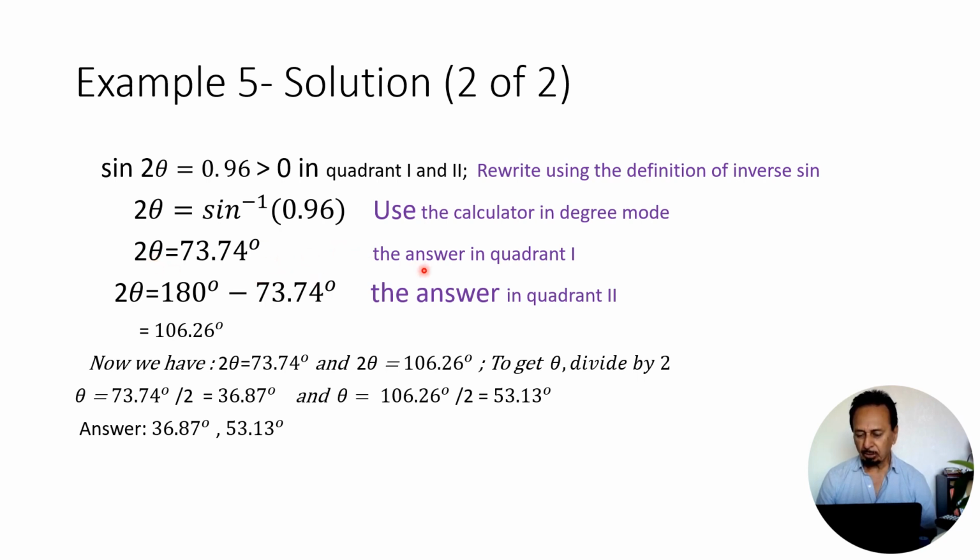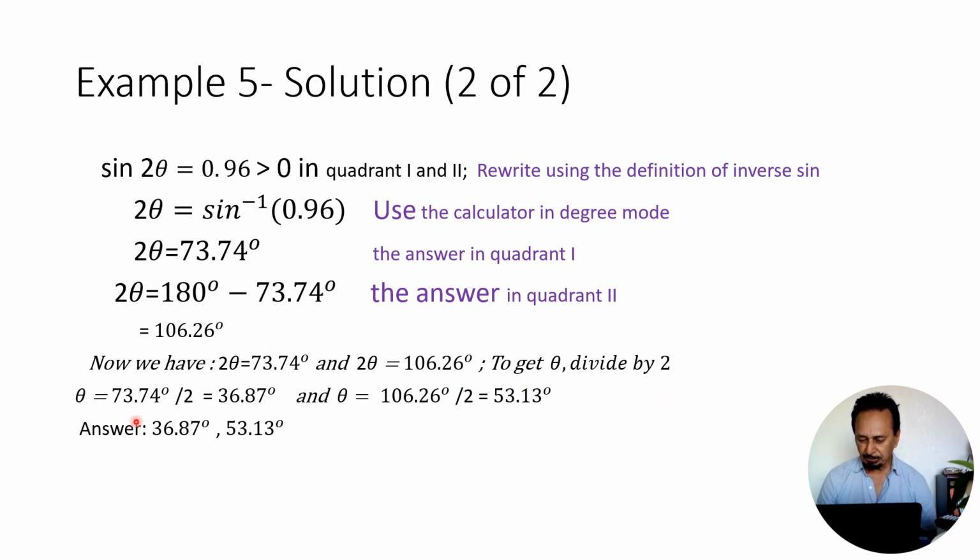To get the answer in quadrant 2, we subtract this angle from 180 degrees. So we get 2 theta equals 106.26 degrees. So now 2 theta equals 73.74 degrees and 2 theta equals 106.26 degrees. To get theta, we divide by 2.